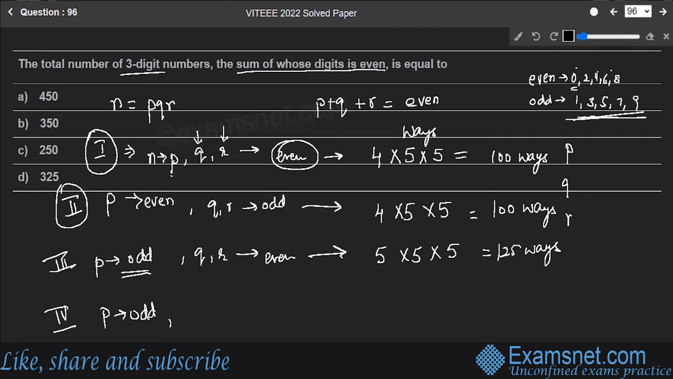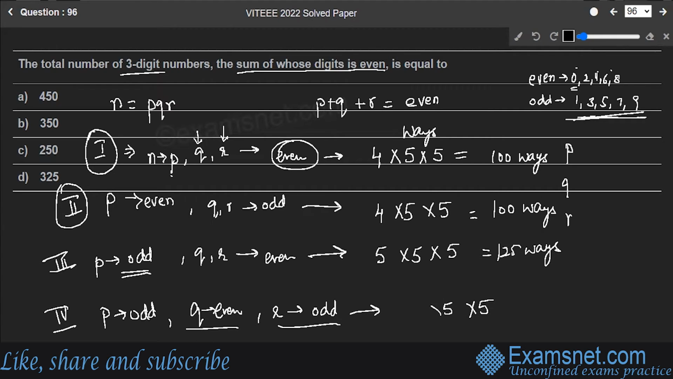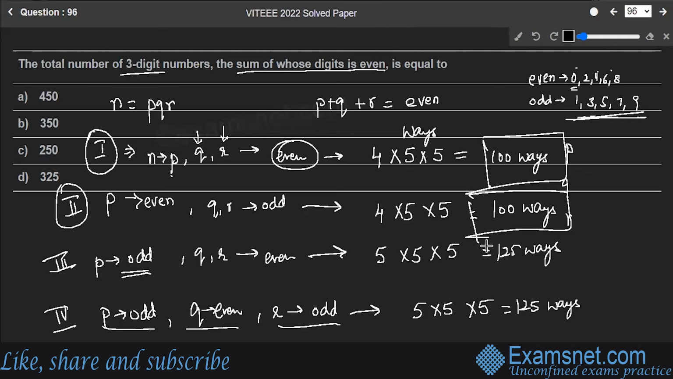Next, the fourth option, when P is odd, Q is even, R is odd again. So see, R is odd, R can be placed in 5 ways, Q is even, 5 ways, P is odd, 1, 3, 5, 7, 9. So again, 5 ways. So this gives you a total of 125 ways. Right. So 100 ways from here, 100 ways from here, 125, 125.